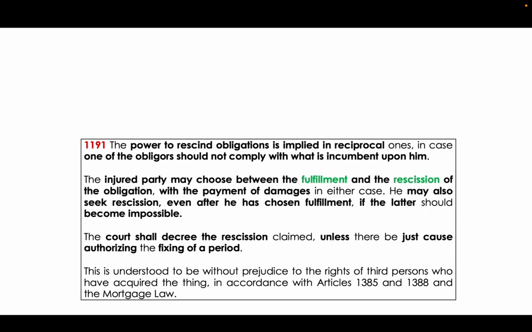So ang atong i-discuss karon is kinilang first, second, and third paragraph. Unsay ginaingon niya? The power to rescind obligations. Unsay rescind ato nang mahibaw-an later is implied in reciprocal ones. Meaning, if you have reciprocal obligations, nado kay power to rescind. The injured party, kadtong party nga wa nakadawat sa gugma, may choose between fulfillment, higugma ako, and rescission or undangon na nato ni of the obligation. Plus, mobayad pud ka og damages.